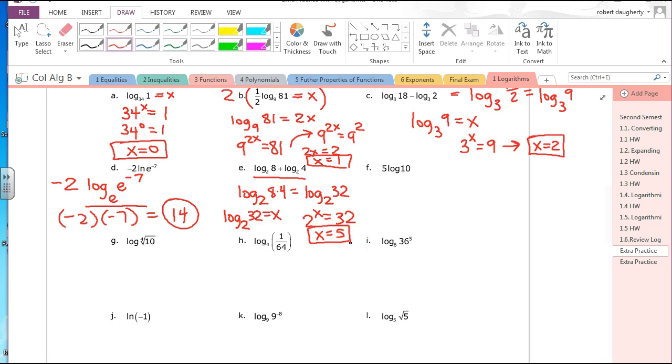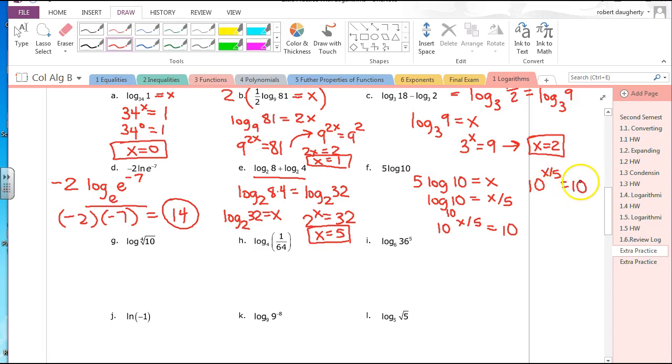5 times the log of 10. Okay, so we'll say that 5 log 10 equals x. That means that the log of 10 equals x over 5. Convert that to exponential. Remember, this is log base 10. 10 to the x over 5 equals 10. That means that 10 to the x over 5 equals 10 to the 1. So x over 5 is equal to 1. Therefore, x is equal to 5.